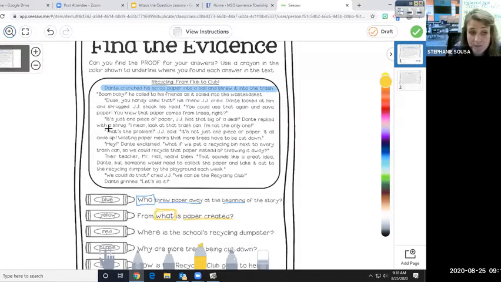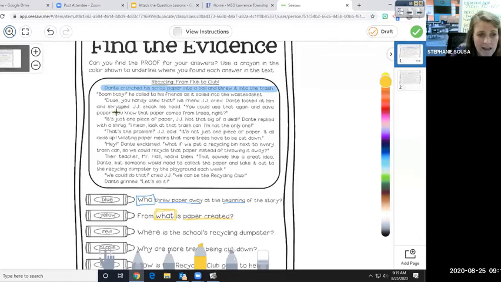Boom, baby, he called to his friends as it sailed into the wastebasket. Dude, you hardly use that, his friend JJ cried. Dante looked at him and shrugged. JJ shook his head. You could use that again and save paper. You know that paper comes from trees, right?